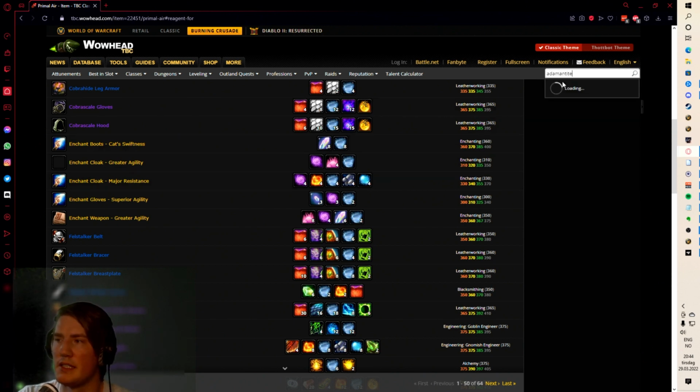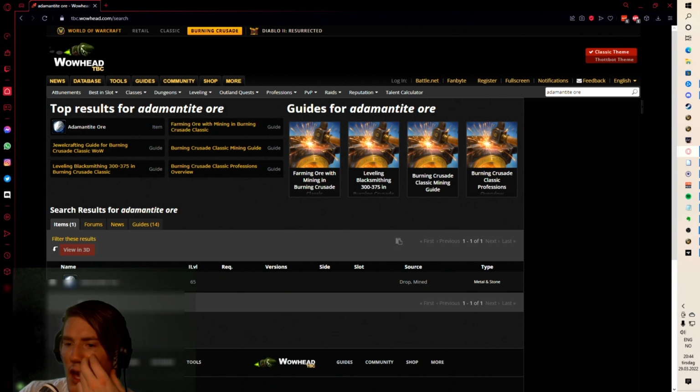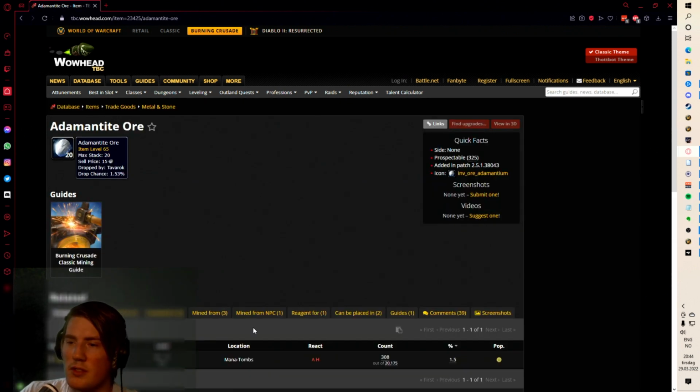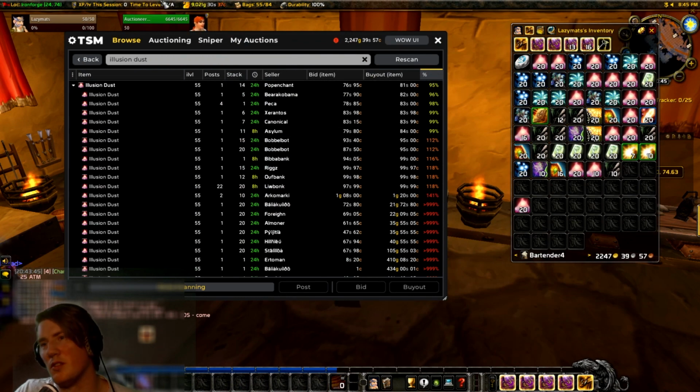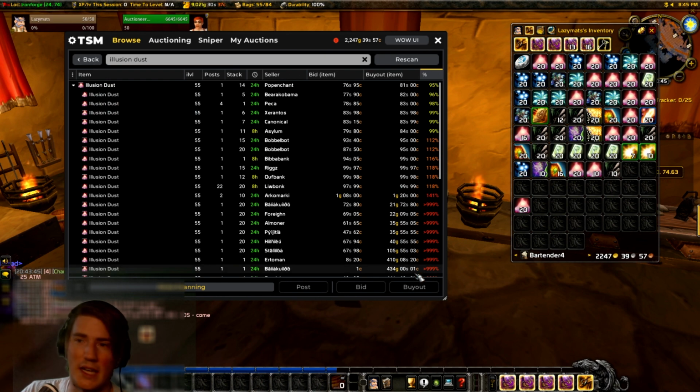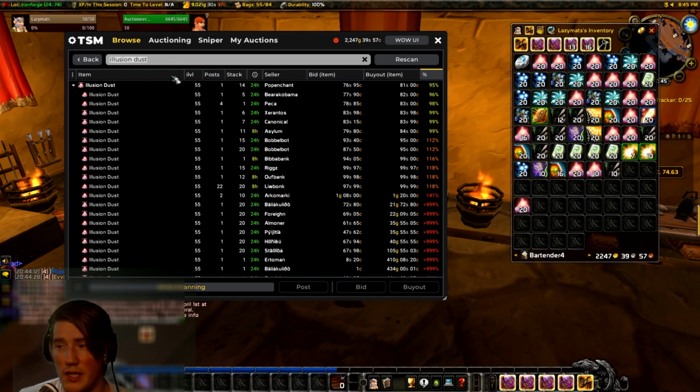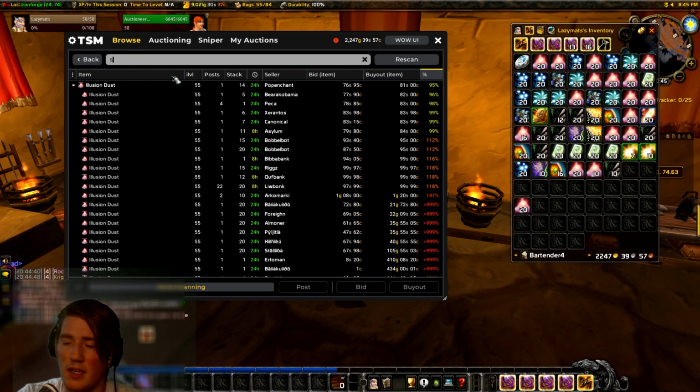Another example is adamantite ore, which is primarily used to prospect, which means that people want to buy these in stacks of 5 at least. And realistically, they probably just want to buy stacks of 20 and get as much as they can, because you generally need a ton of these if you want to prospect anything meaningful.